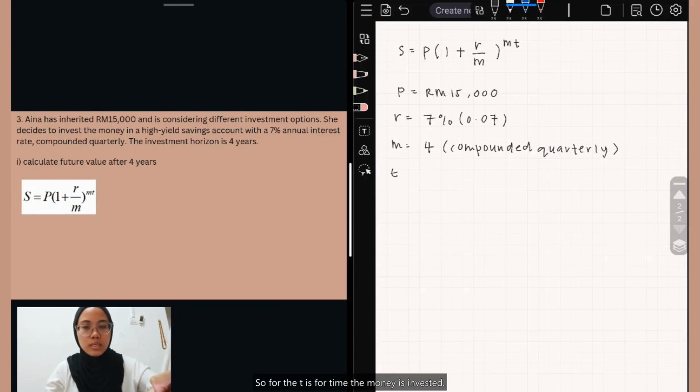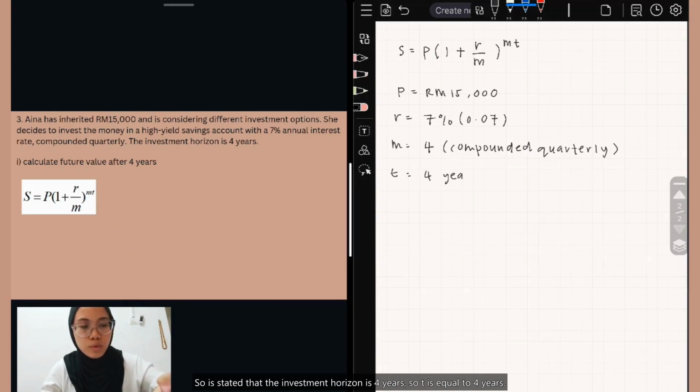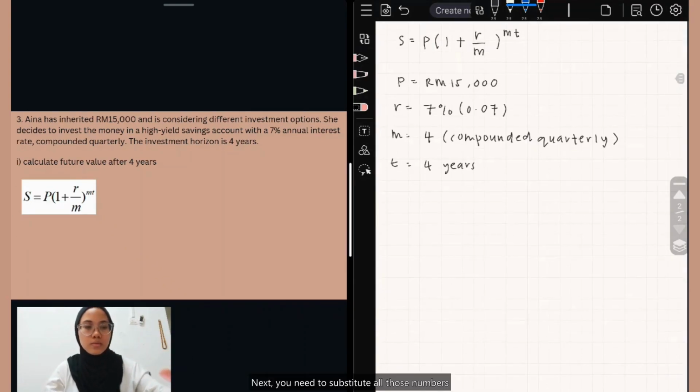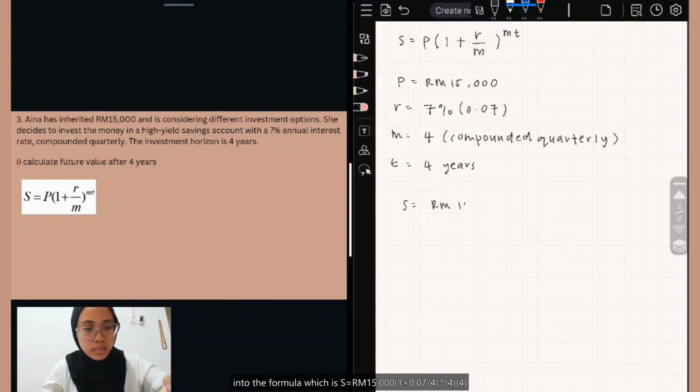So T is for the time the money is invested. It states that the investment horizon is 4 years, so T equals 4 years. Next, you need to substitute all those numbers into the formula, which is S equals P, RM 15,000, open bracket 1 plus R, the interest rate 0.07, over M, 4, compounded quarterly, to the power of 4 times 4 years.